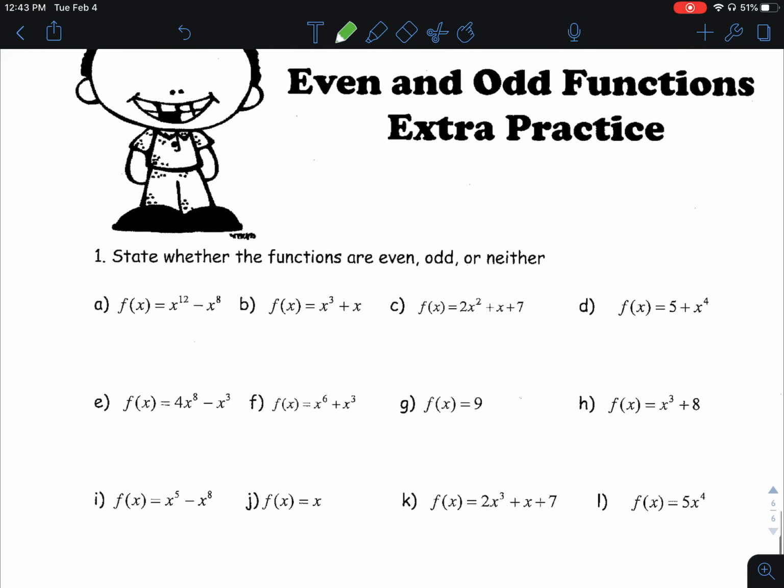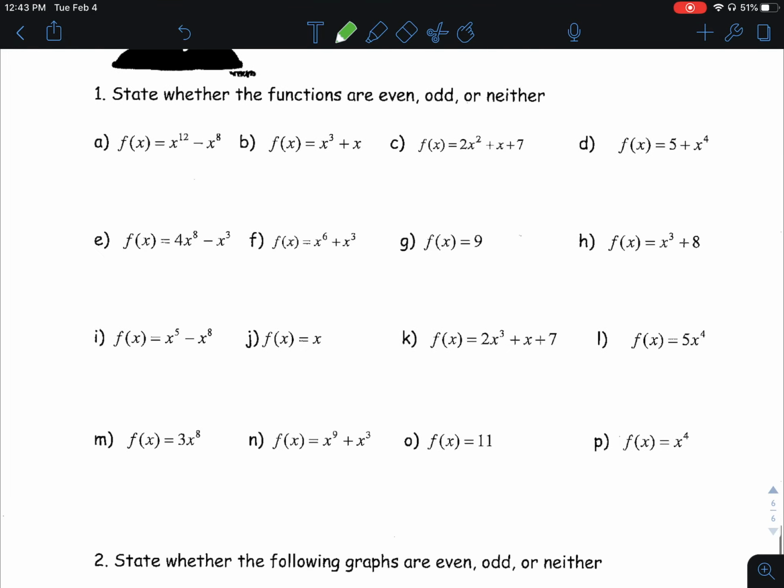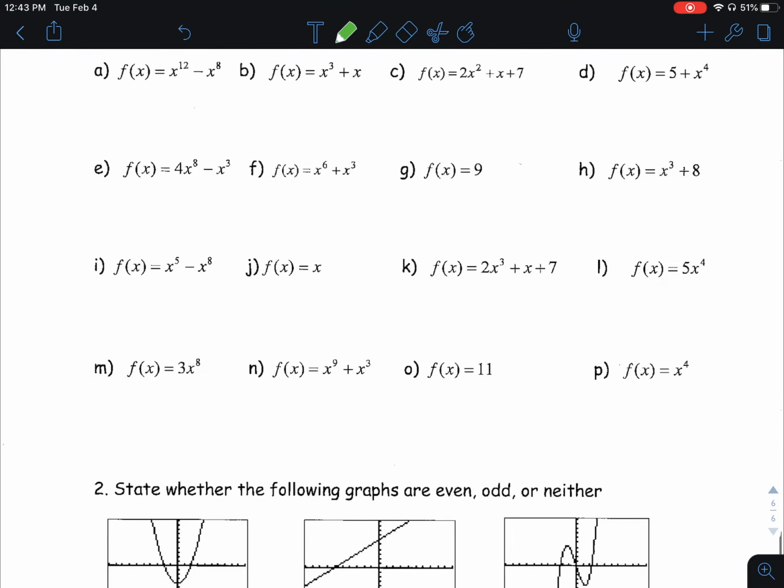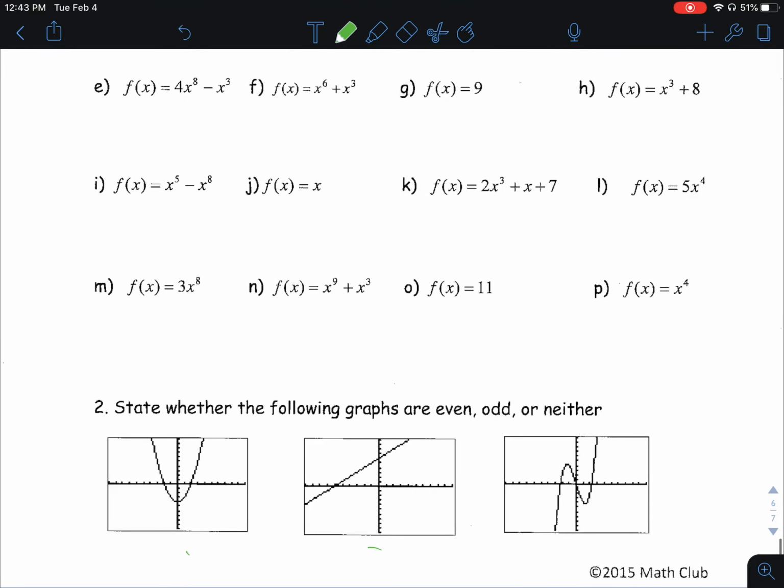All right, so flip to the back. You need to work on these problems. Make sure that you do 1 and 2. So number 1 has A through P, and then number 2 has these 3 graphs that you need to make sure you state as even, odd, or neither. If you don't finish this in class, you need to finish this for homework and be ready to discuss tomorrow. If you have questions, go back and rewatch the video a little bit more. All right, thanks guys.